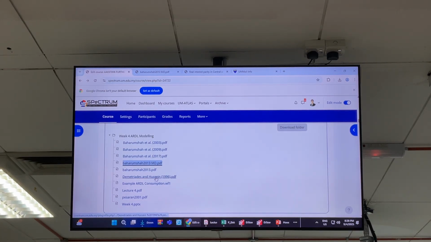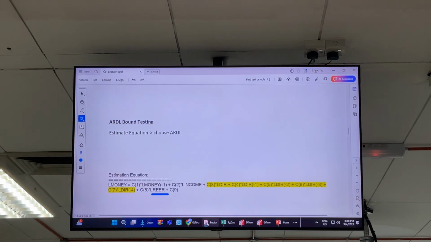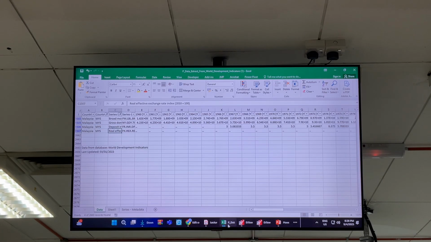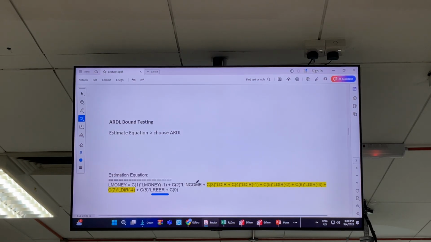So there are so many other papers you can go through. Come back to my lecture now. So, the ARDL bound test, right? You can apply it also. Once you go back home, you can apply it using the ARDL bound testing.